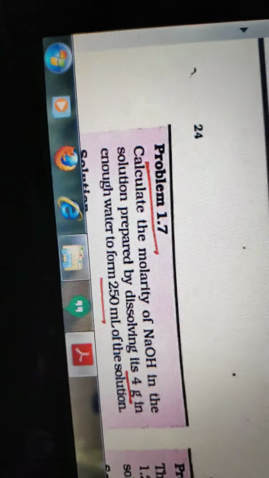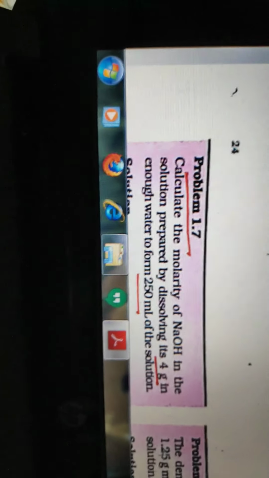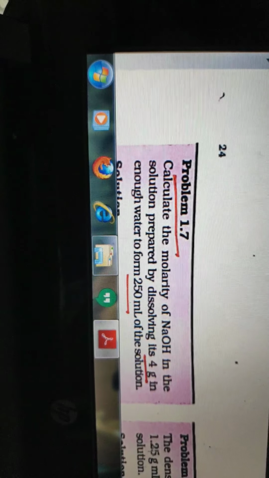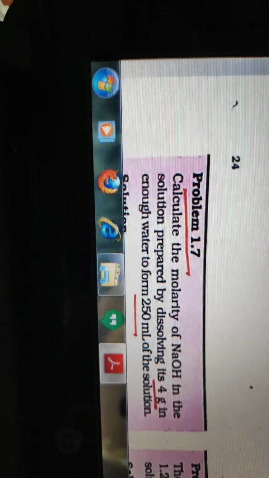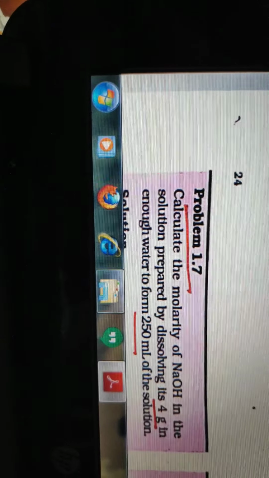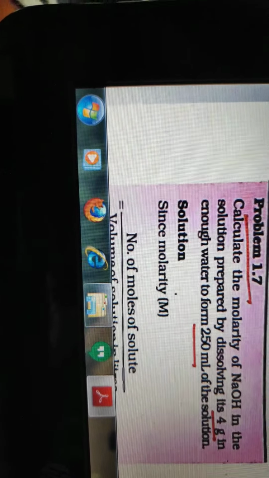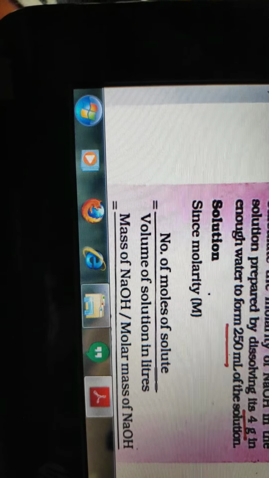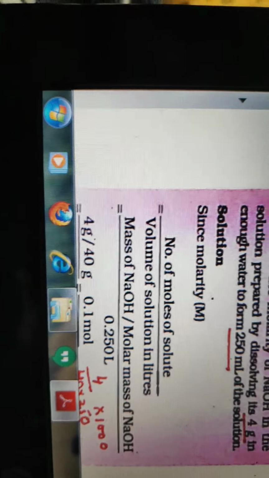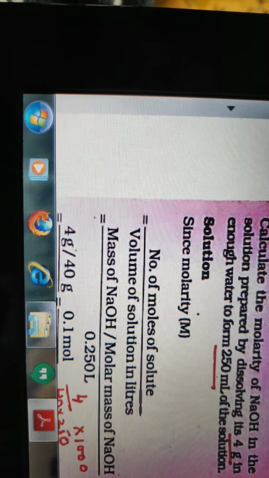Calculate the molarity of NaOH in the solution prepared by dissolving 4 gram in enough water to form 250 ml of the solution. What you have to do in this question, you have to calculate the molarity. So mass of NaOH is given and volume of solution is given. What is the formula of molarity? Molarity is equal to number of moles of solute upon volume of solution in liter.